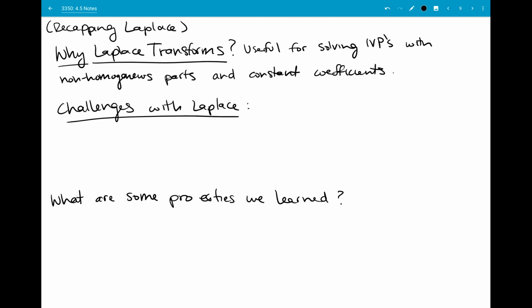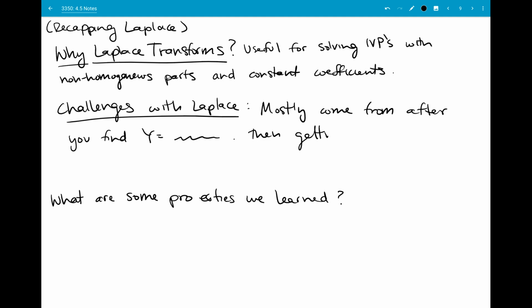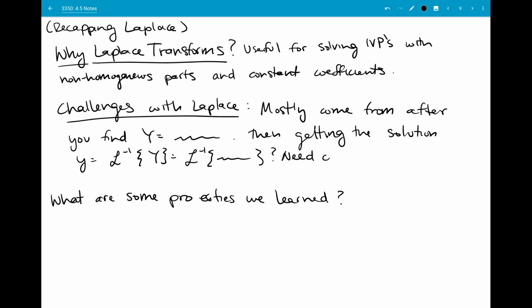And the challenges with Laplace transform are going to mostly come from after you find Y equal to some stuff. Then getting the solution to the ODE, y equal to L inverse of Y, so L inverse of whatever that stuff is, is kind of like a puzzle. So you need the correct method for finding that inverse, but you also want the easiest one. Maybe more than one Laplace transform property would work for you, but only one saves you a lot of effort.